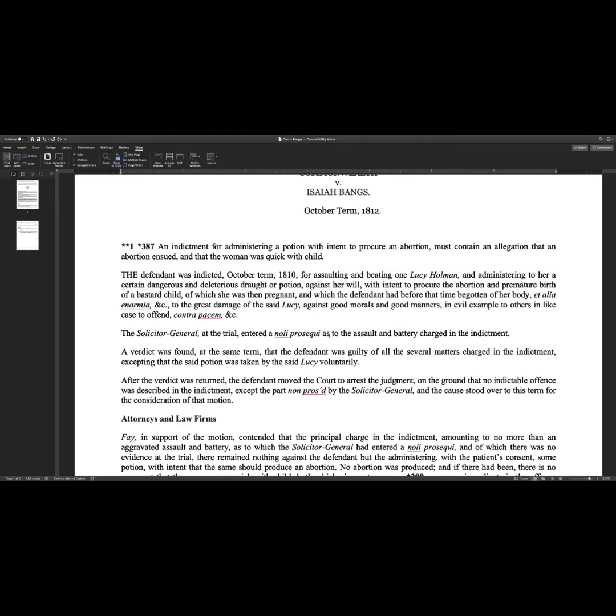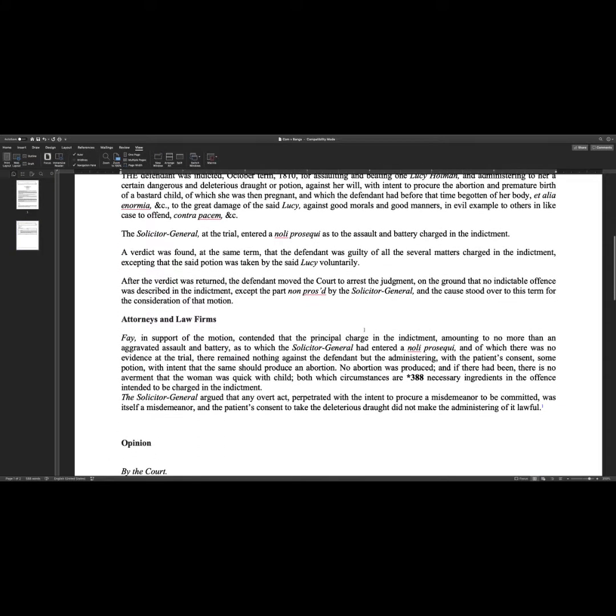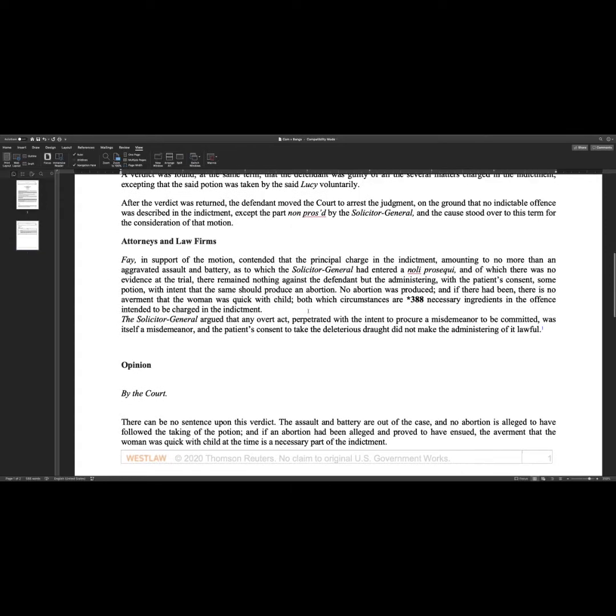And all of this, all this bad stuff happens here. And then he says, no prosecution as the assault and battery charged in the indictment. Verdict found that the defendant is guilty of the several matters charged, except that the potion was taken by the woman voluntarily. After it's returned, they say no judgment because there's no indictable offense, right? And then here are the lawyers who appear.